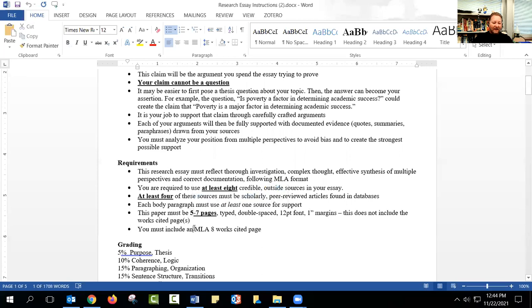Minimum pages is 5, so you want to shoot between the 5 and 7 page range. This does not include the works cited page. So if you only write 5 pages, the works cited page will be your page 6. If you write 7 pages, your works cited page will be on page 8, and anything in between, all right?